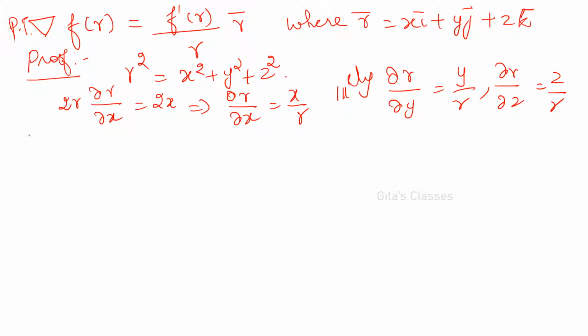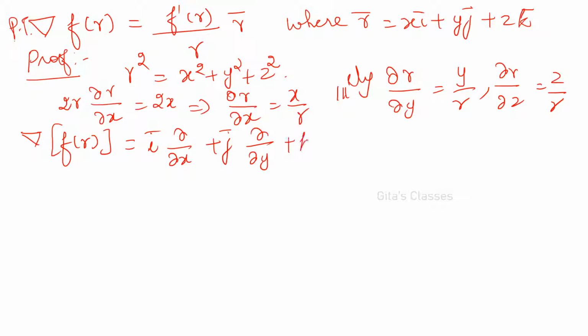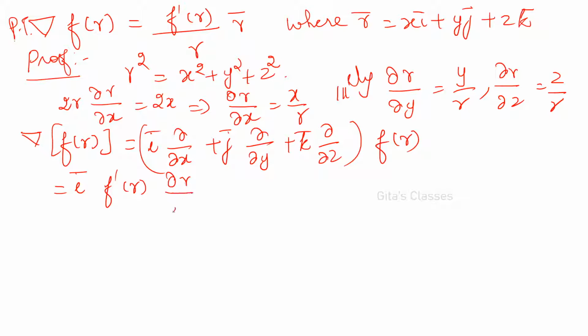Okay. So now I want del of f of r, right? So what is del? i into dou by dou x plus j into dou by dou y plus k into dou by dou z, to be applied on f of r, right? So if I apply, I will get i into dou by dou x of f of r. I don't know what f of r is, right? So I can write it as f dash of r into dou r by dou x.